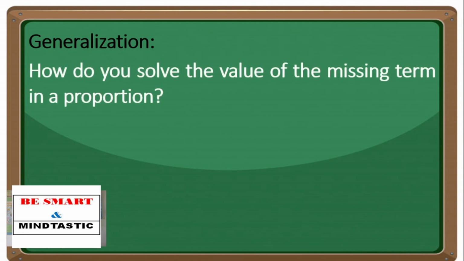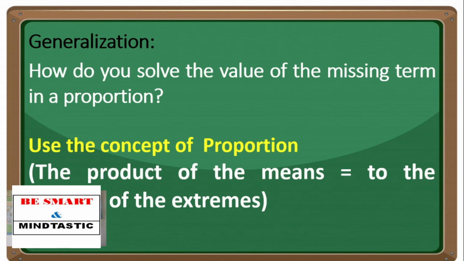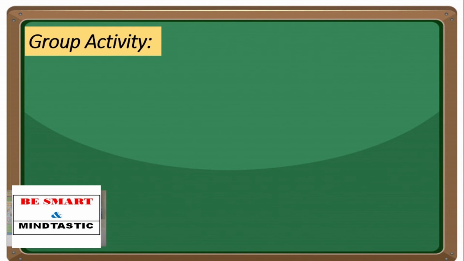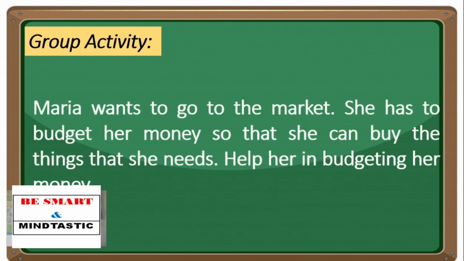So, how do you solve now the value of the missing term in a proportion? Yes, Valerie? Okay, very good. You're going to use the concept of proportion wherein the product of the means is equal to the product of the extremes. Okay, very good, Valerie. So we have here a group activity.